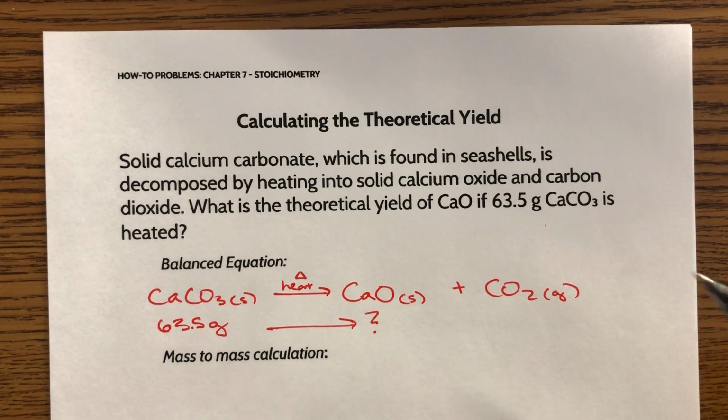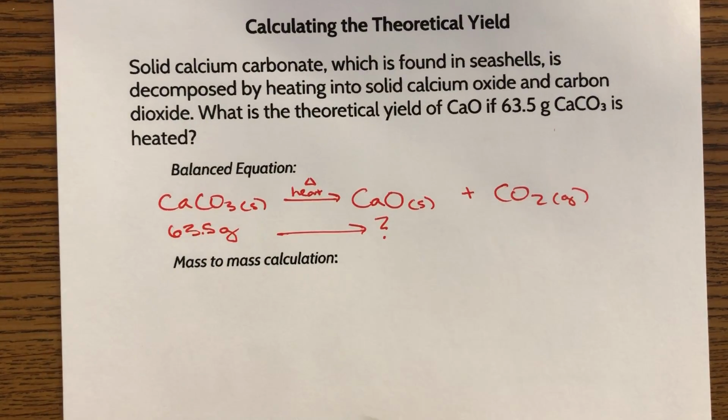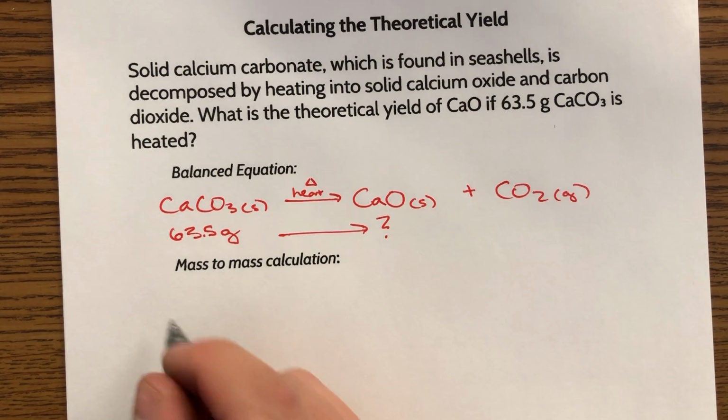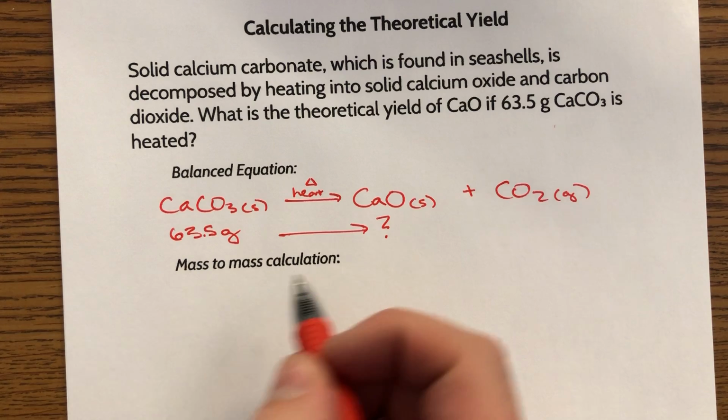And this is for a perfect system. So we're going to calculate the theoretical yield. If we were to perfectly collect all the calcium oxide and all the carbon dioxide, how much would we form from this situation? This is basically a mass-to-mass calculation, and the first thing we need to do is convert our 63.5 grams into moles.